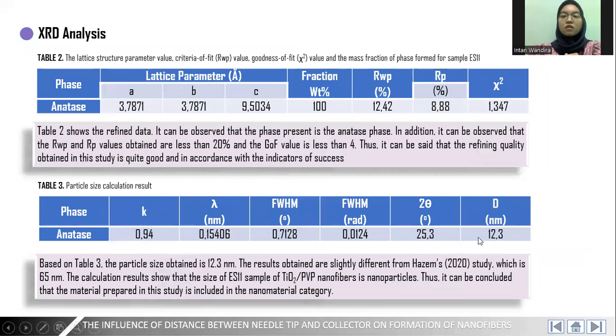The particle size obtained is 12.3 nanometers. The results obtained are slightly different from Hazem's study, which is 65 nanometers. The calculation results show that the size of the ES11 sample of CO2 PVP nanofiber is nanoparticle. Thus, it can be concluded that the material prepared in this study is included in the nanomaterials category.